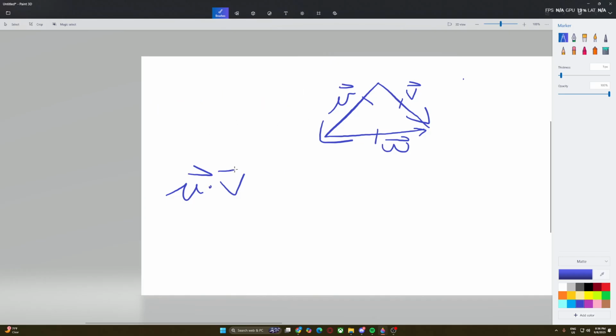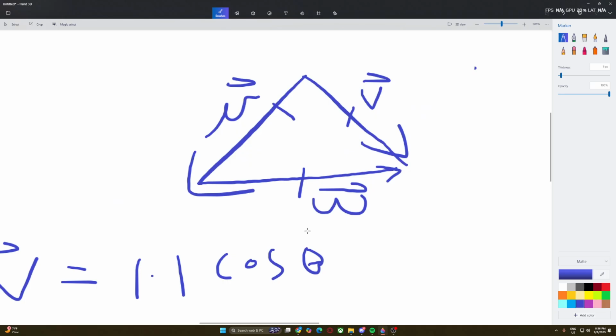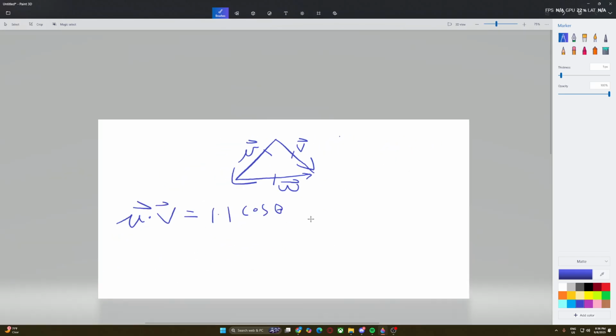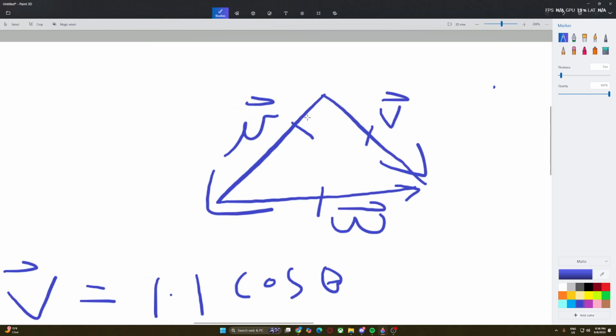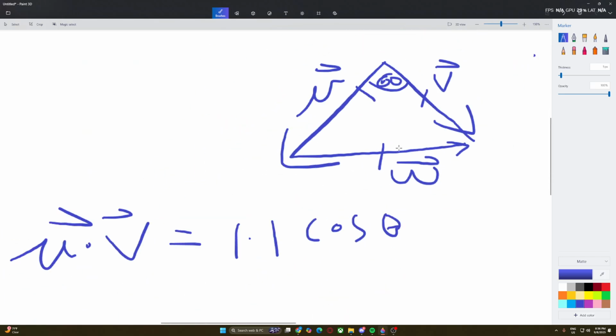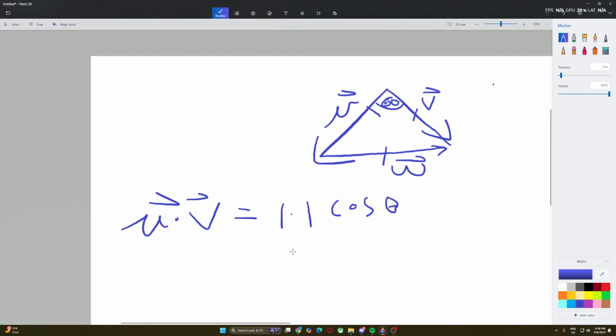So U dot V equals 1 times cosine theta. Find cosine theta. Well, I don't think we need to know that, it's 60 degrees for an equilateral triangle. So cosine 60 is equal to 1/2.